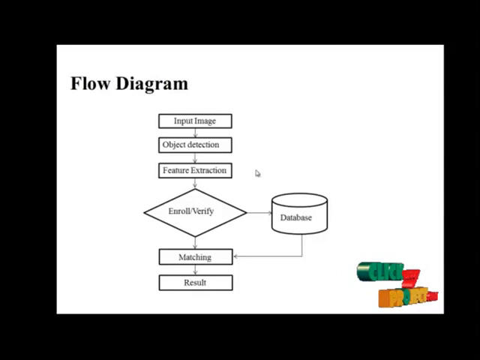Here, this is the system flow. This is the first part, which is the input image. Here, we are applying the image which is to be classified. That is, we have a lot of database images in our database, so we have to select an image as an input. Then, the next part, object detection.